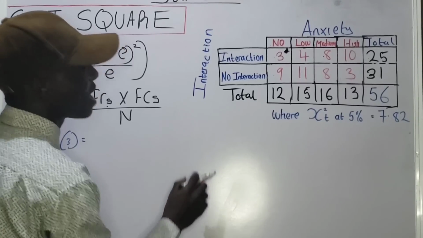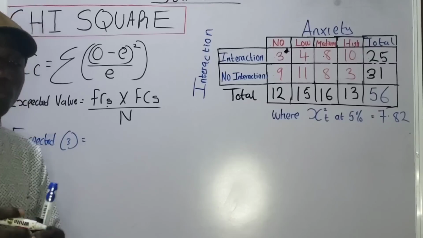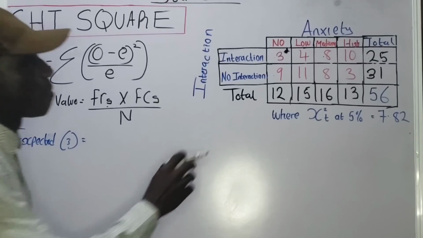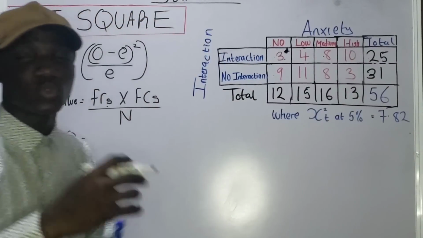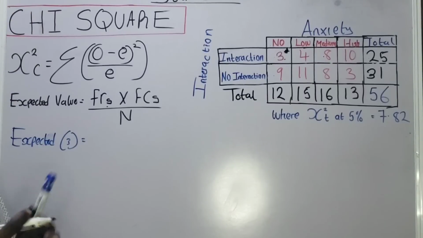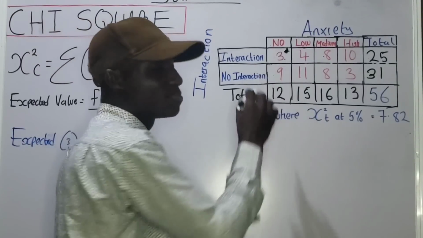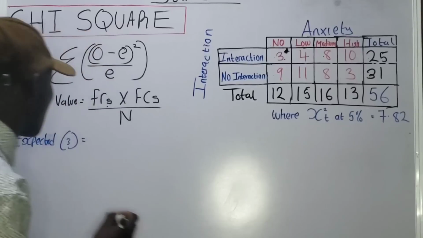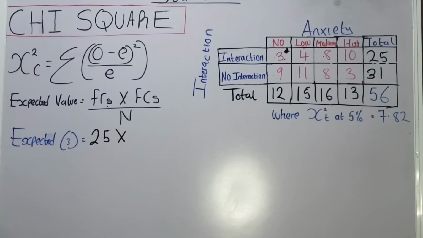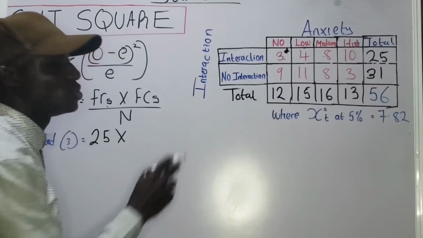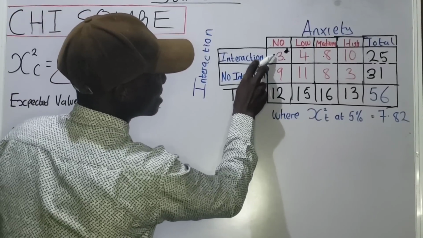Do you understand? So we want to determine the expected value of 3. That means I'm going to have the frequency of the row summation that 3 belongs to. Now, 3 is here. The row summation is what? 25. So 3 belongs to 25. In the row summation, the summation of the row which 3 belongs to is 25. So I'm going to have 25 multiplied by FCS. FCS means what? Frequency of the column summation. The corresponding frequency of the column summation which 3 belongs to is 12.